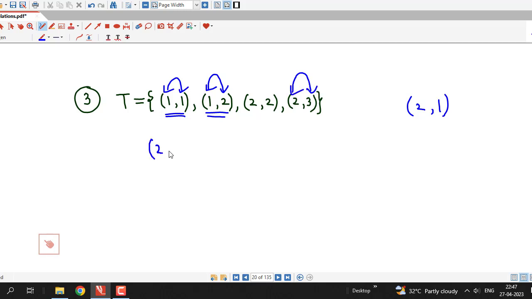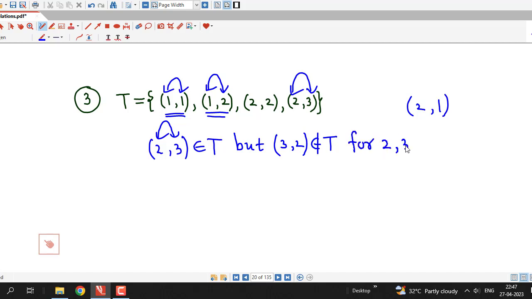2, 3 is present in T, but if we change the order here, then we obtain this pair 3, 2, that is not present in T, and here we should mention that 2 and 3 are in the given set. So this implies T is not symmetric.